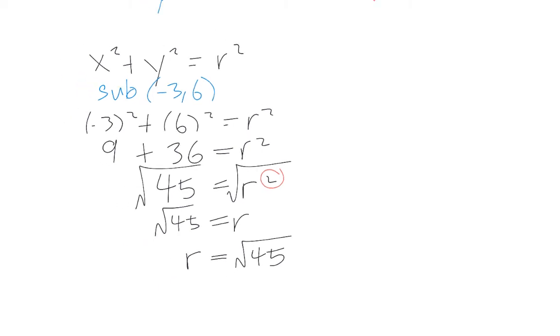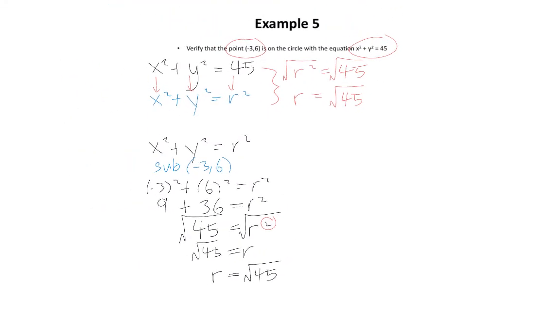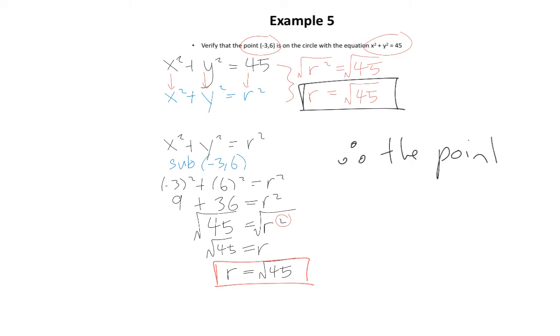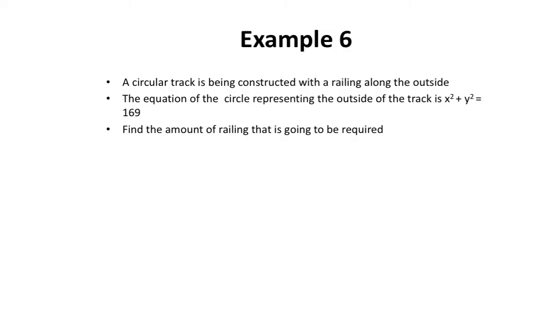Let's go ahead and compare these values. As you can see, the radius over here is the square root of 45 and the radius over here is the square root of 45. So let's make a concluding statement. Therefore, the point is on the circle.